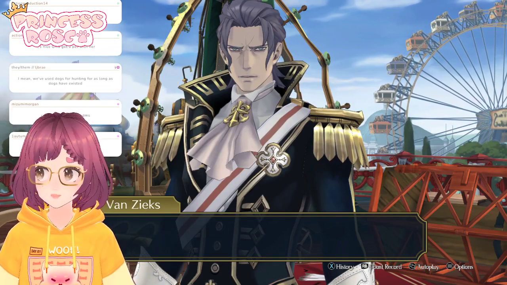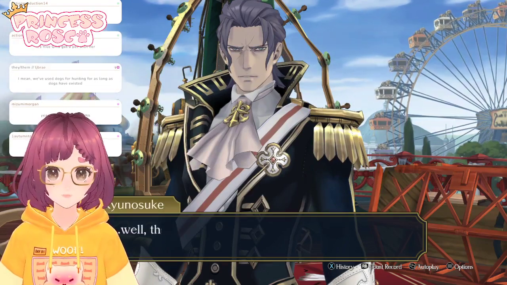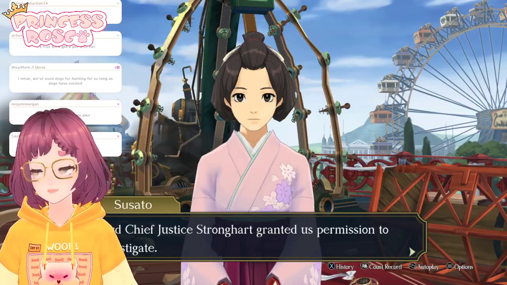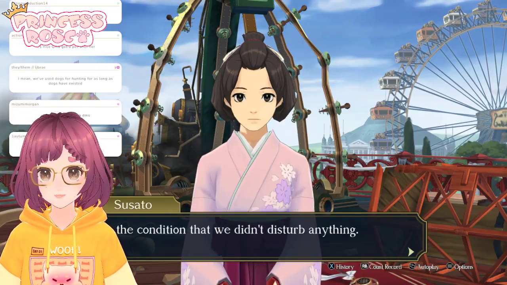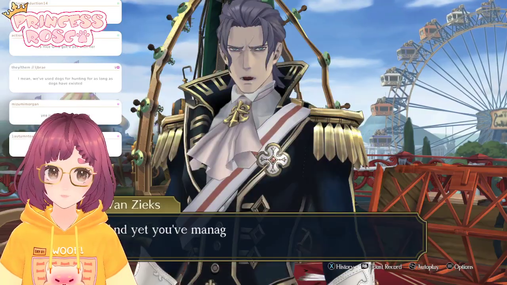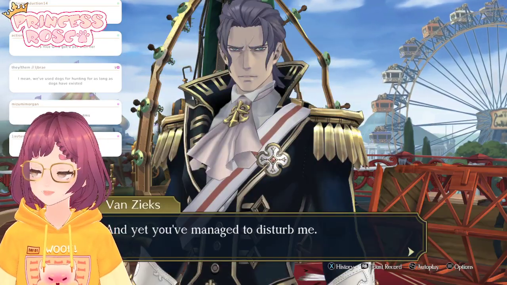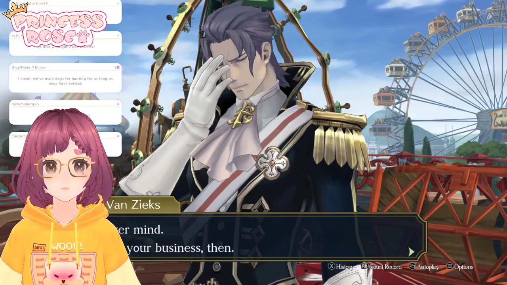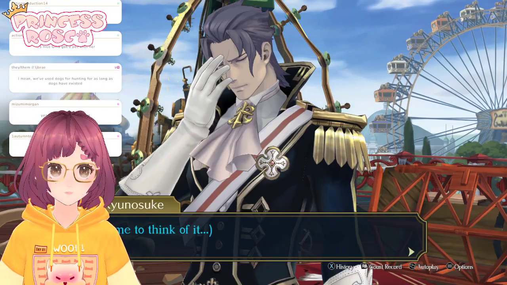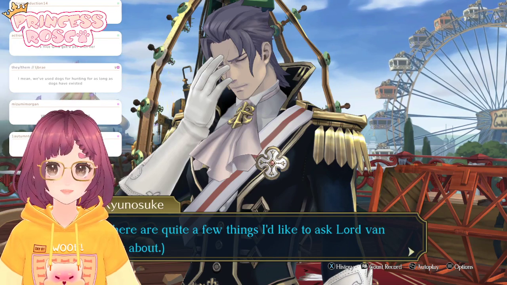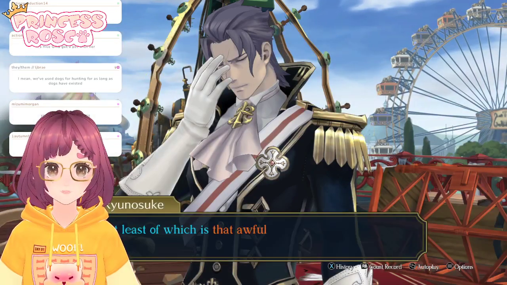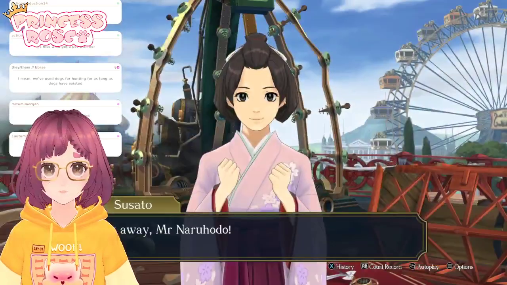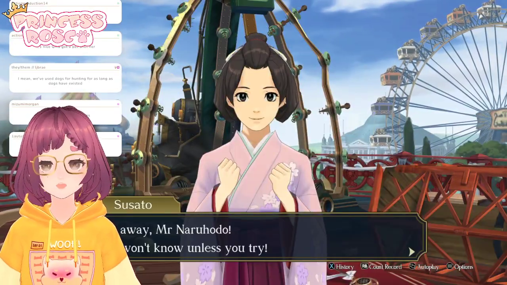So, what are you doing here? Entry to this area is prohibited. Well, the thing is... Lord Chief Justice Strongheart granted us permission to investigate, on the condition that we didn't disturb anything. And yet, you've managed to disturb me. Never mind. State your business then. Come to think of it, there are quite a few things I'd like to ask Lord Van Zieks about. Not least of which is that awful case, even though it's nothing to do with this. Ask away, Mr. Naruhodo. You won't know unless you try.